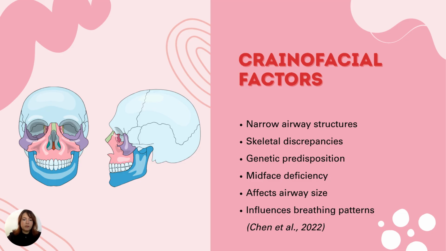So narrow airway structures, very narrow, especially imagine how much more narrow they would be if you have a deviated septum. And then there is more genetic predisposition, so genetics play a huge role in the airway. And then we have a mid-face deficiency, and it affects the airway size. So this is found in people that do have the airway conditions.